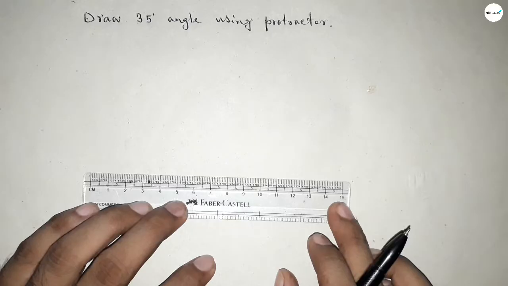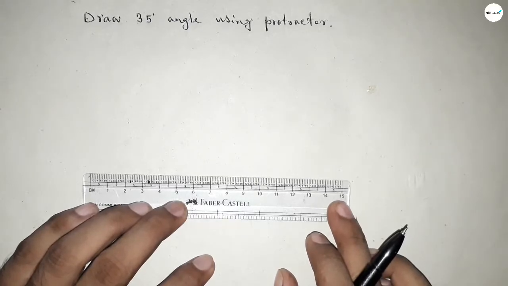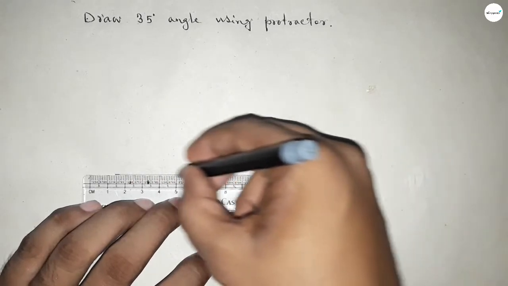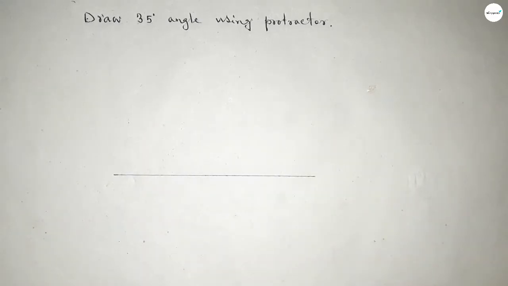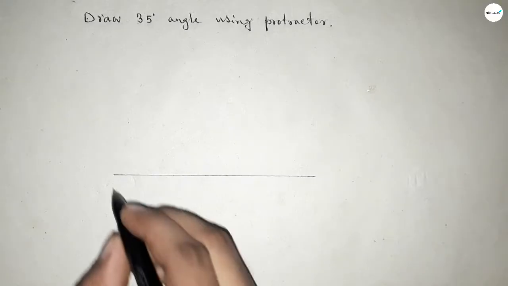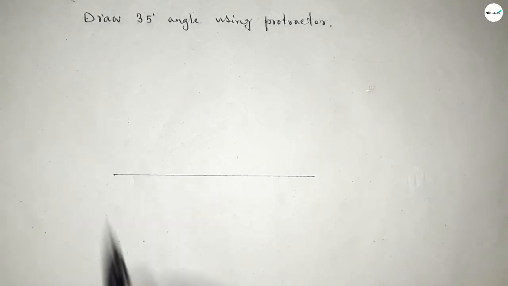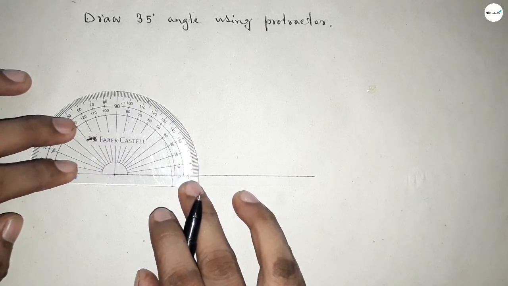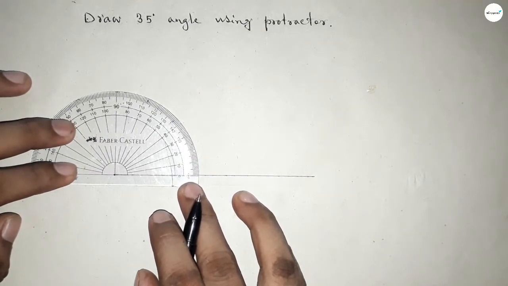First of all, drawing a line of any length here. So first drawing a line here. Okay. Next marking a point here. Okay, now using the protractor, so putting the protractor on the line perfectly.